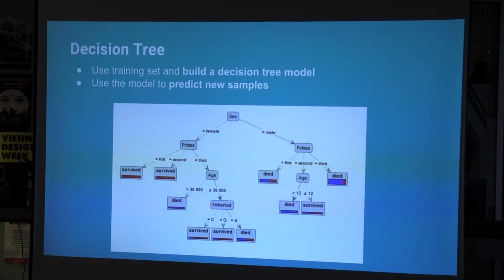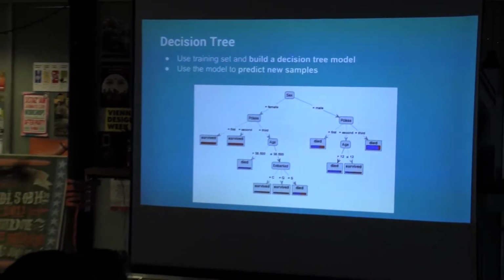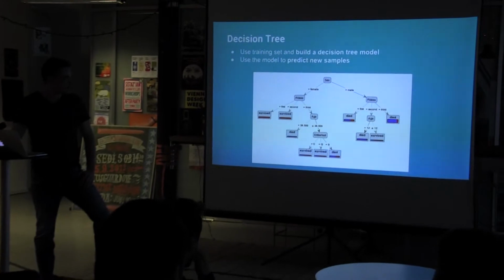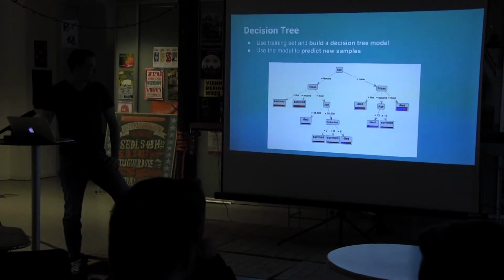And what is great here is that when we get more data, we simply rebuild the model and we get this new tree. It's basically that simple. And we can also use the model to predict new samples. So that's it from Titanic.